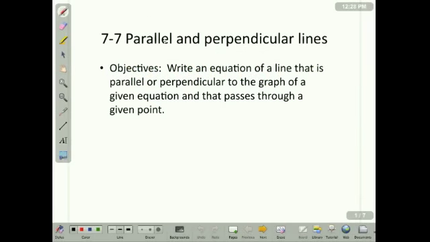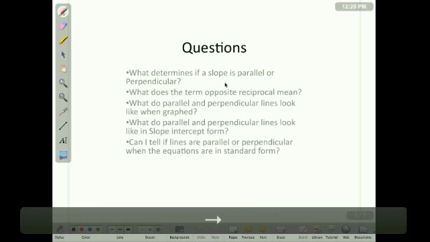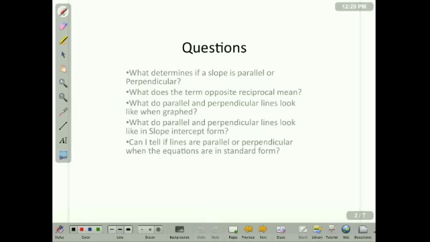In this presentation, we're going to learn how to identify parallel and perpendicular lines. You'll be able to write an equation of a line that is parallel or perpendicular to the graph of a given equation and that passes through a given point. Some questions: What determines if a slope is parallel or perpendicular? What does the term opposite reciprocal mean?